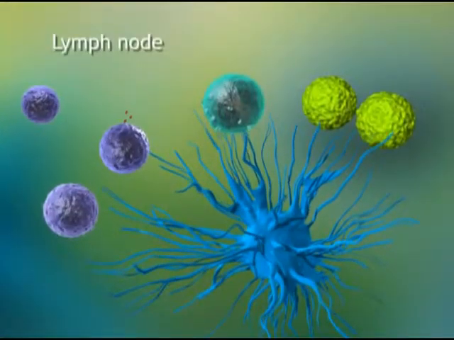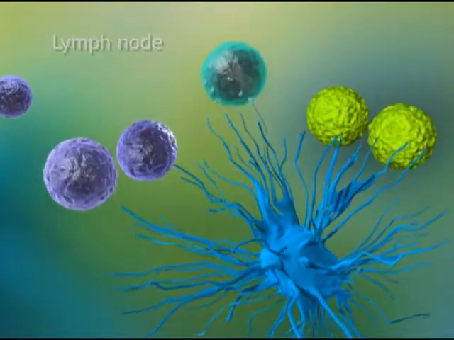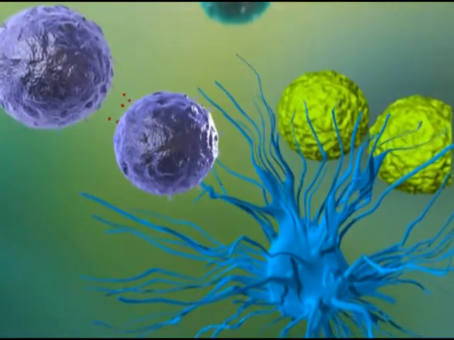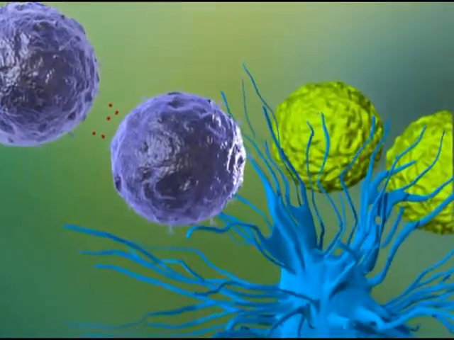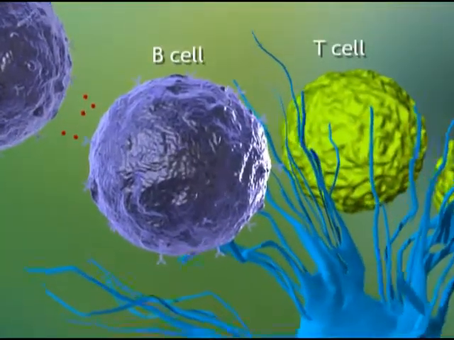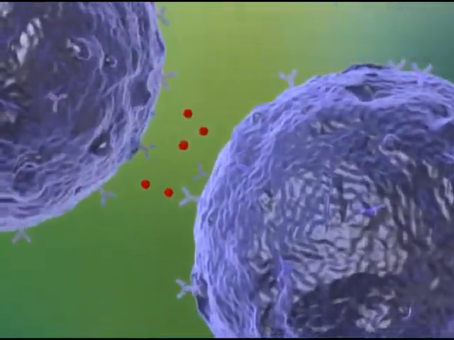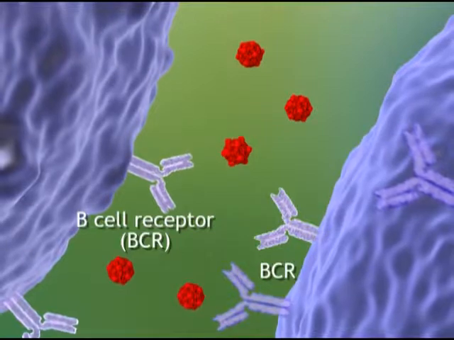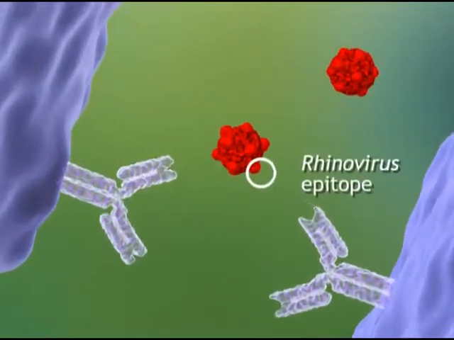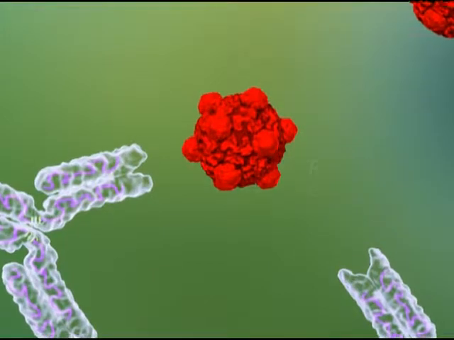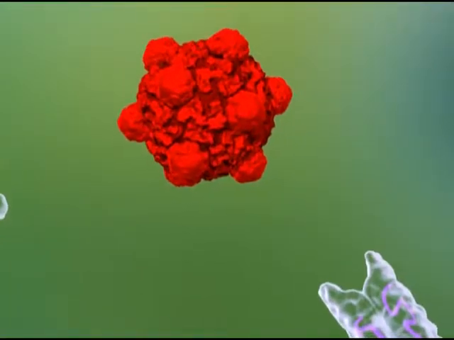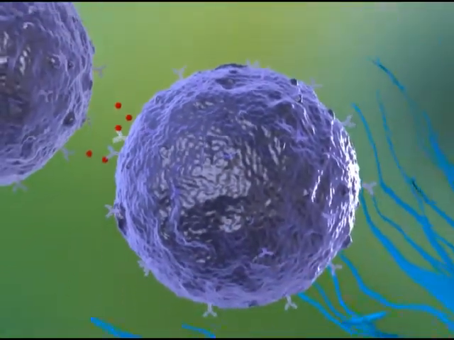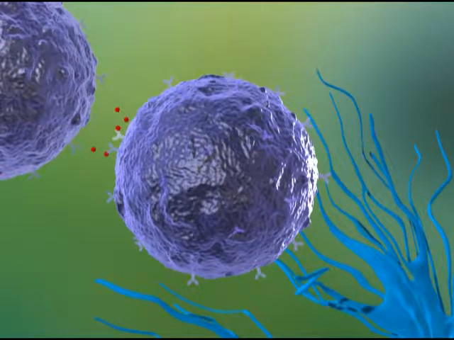Adaptive defenses help to control the current infection, but also provide immunity against future infections by the same rhinovirus. They are carried out by two types of lymphocytes, B cells and T cells. Immature B cells conduct surveillance in the lymph nodes, using B cell receptors, or BCR, to recognize only one specific epitope. The BCR on the left does not recognize the rhinovirus, but the BCR on the right does, and this B cell is selected for activation in a step called clonal selection.